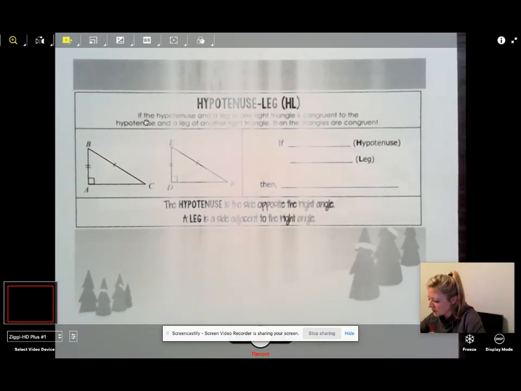So, okay, hypotenuse leg, or HL. It says if the hypotenuse and a leg of one right triangle are congruent to the hypotenuse and leg of another right triangle, then the triangles are congruent. The reason that this only works for right triangles is because right triangles are the only triangles that have a hypotenuse. So now if you're still a little lost, what makes a triangle a right triangle?